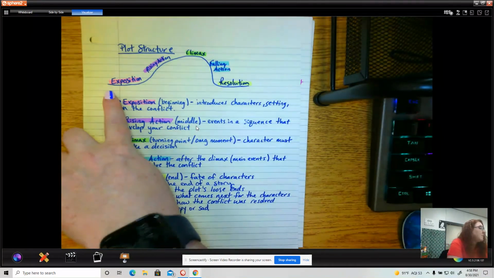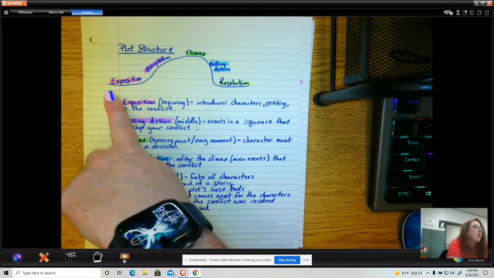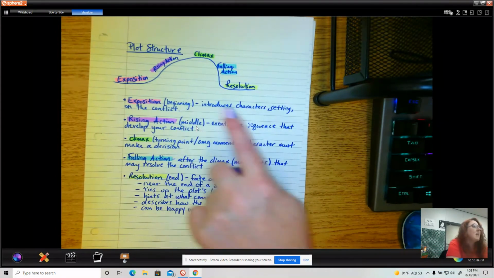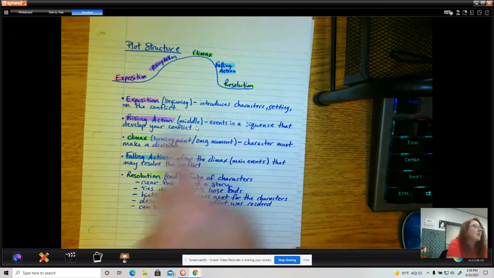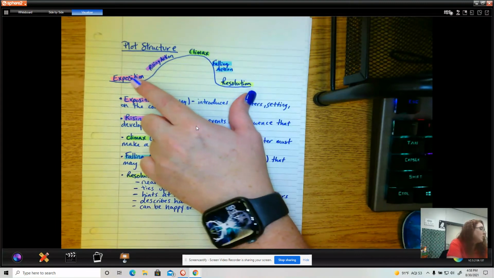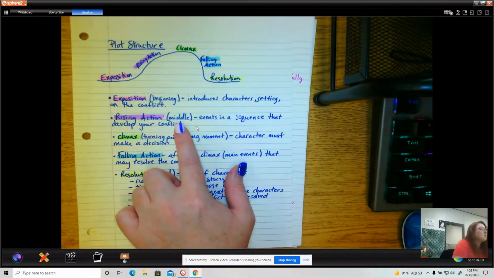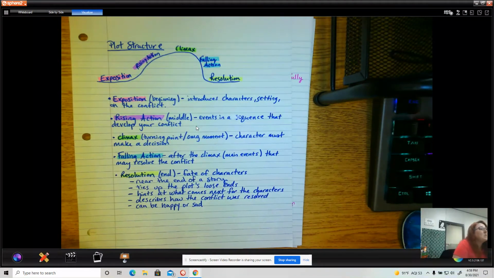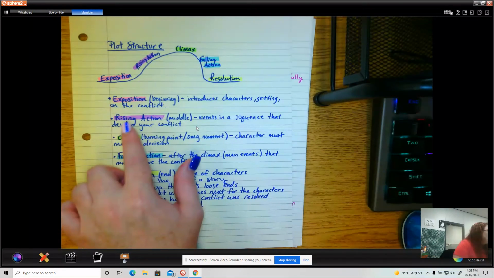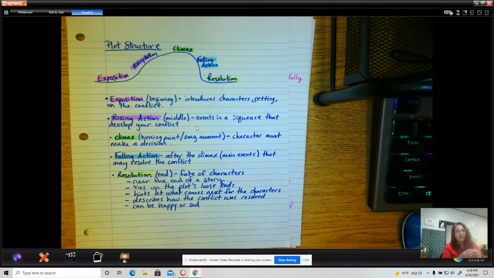So of course, being at the beginning of this hill or this roller coaster is your exposition. So it's your beginning. It introduces your character, setting, and the conflict. Okay. Your rising action, it's rising up to this point. So your rising action is your middle. It's the events in a sequence that develop your conflict. So this rising action is starting to bring together your conflict. So we're starting to understand the problem our character is facing.